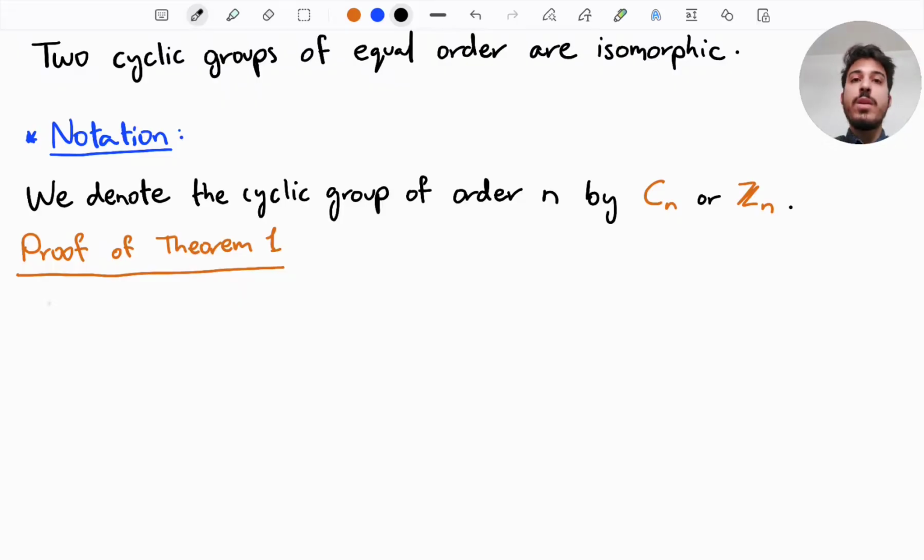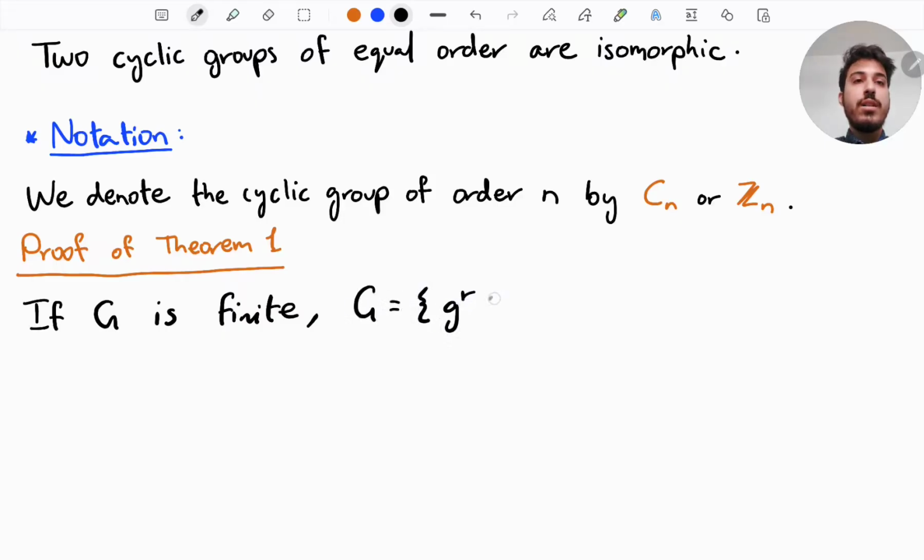So let's get started. So the first case is if the group G is finite, then we will write G is equal to g to the r for r being any integer between 1 and n.